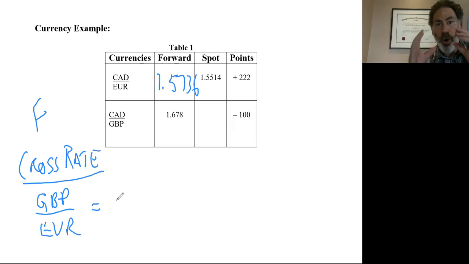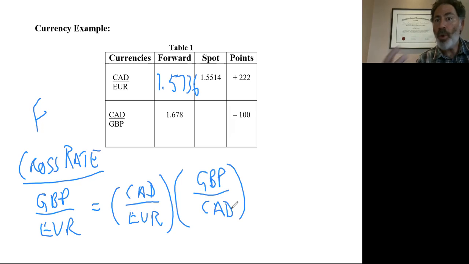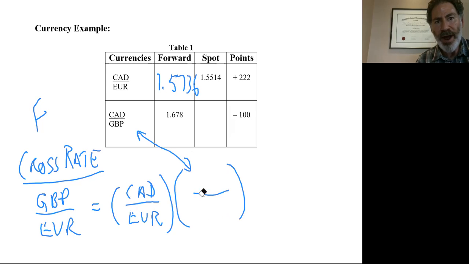Okay, so in order to do this, let's just go through the steps again. What do I want? I've got CAD over euro. And then I want to have British pounds over CAD. But we're not given British pounds over CAD. We're given the inverse. So I'd better get rid of this and write it correctly here.